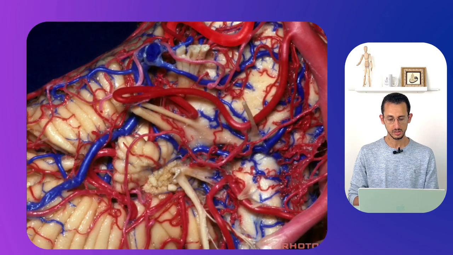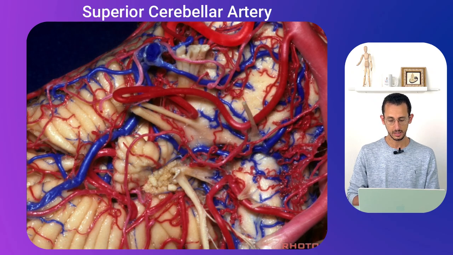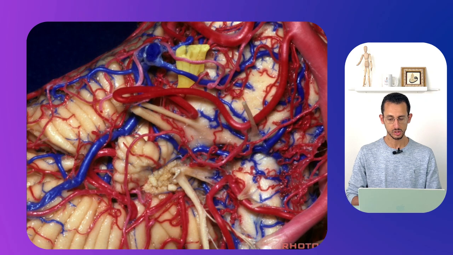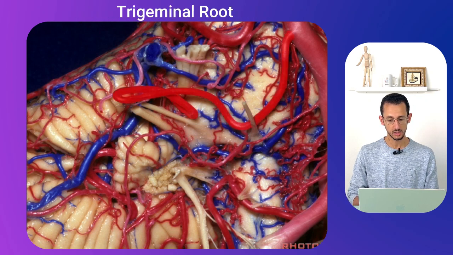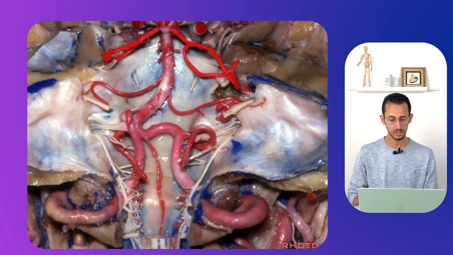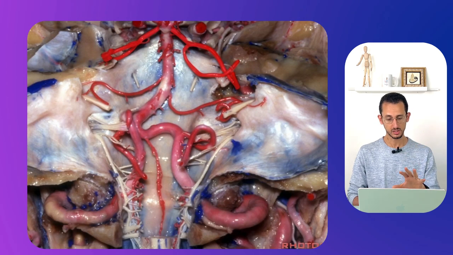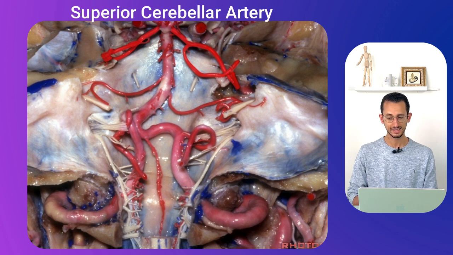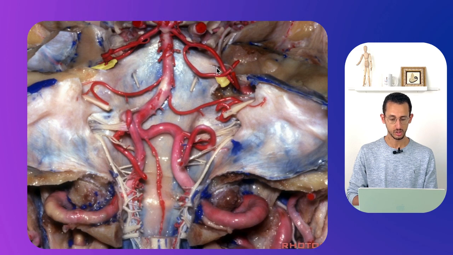Looking at this picture, we can see more. Higher up here is the superior cerebellar artery, and it's in relationship with the trigeminal root, which can cause trigeminal neuralgia. The AICA is more common to cause facial nerve compression, which can lead to hemifacial spasm. Again, this is a posterior view. You can see the posterior circulation.